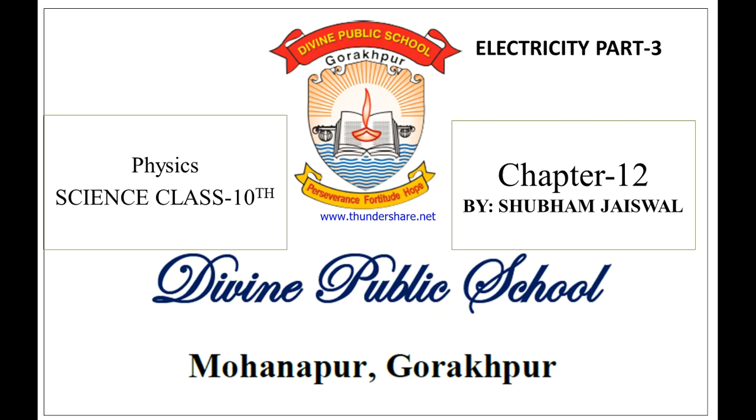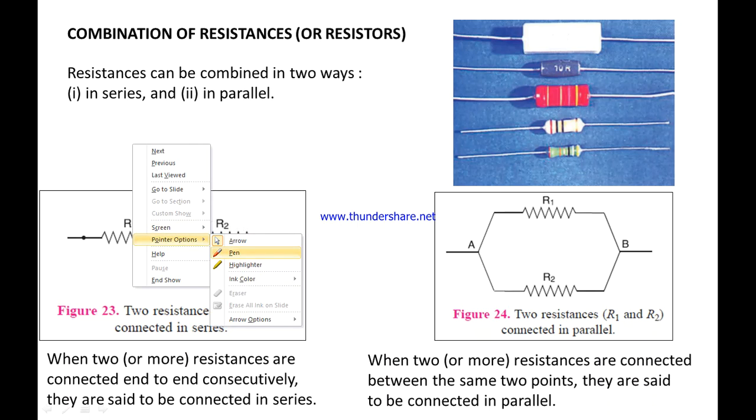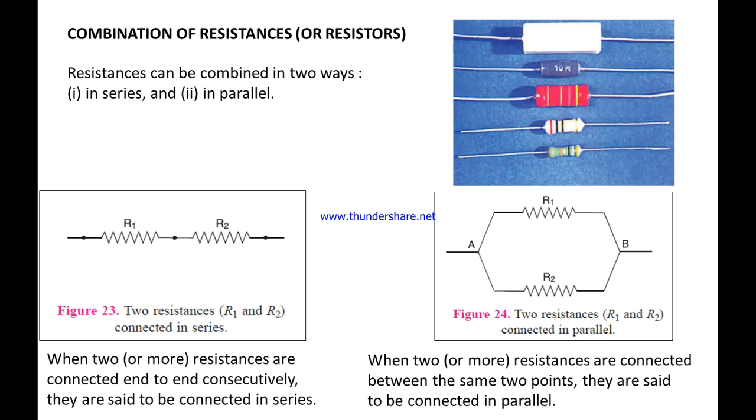This is the chapter that we are discussing, electricity, and it is the third part of the same chapter. In the last lecture, we have already talked about resistances and the meaning of resistance for a conductor. In this part, we will discuss the combination of two or more resistances or resistors. There are basically two ways to connect the resistances. The first one is in series and the second one is parallel.